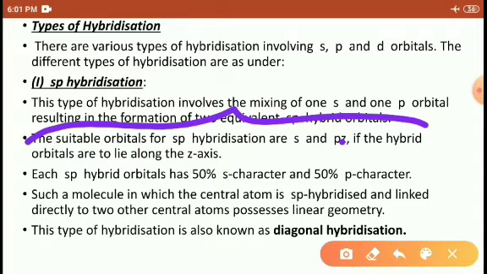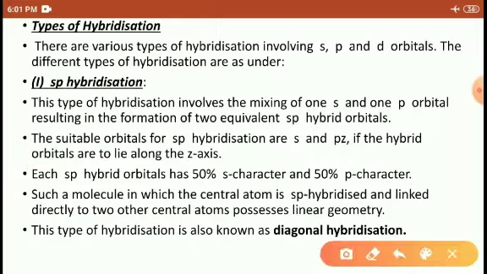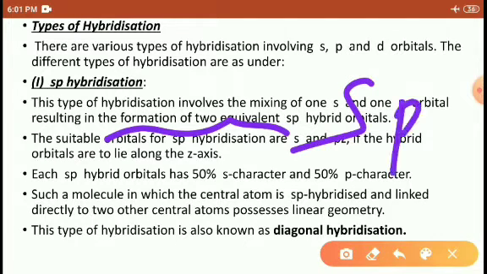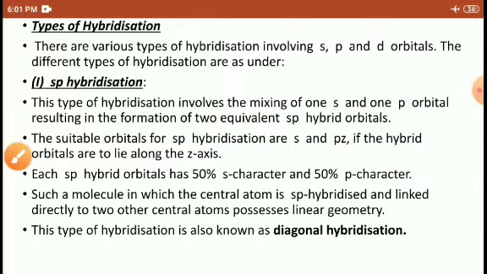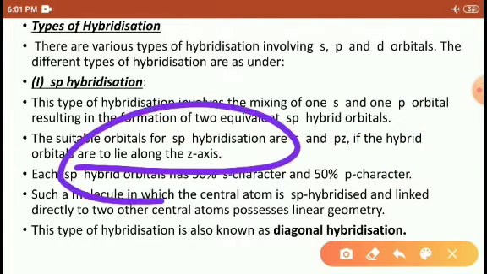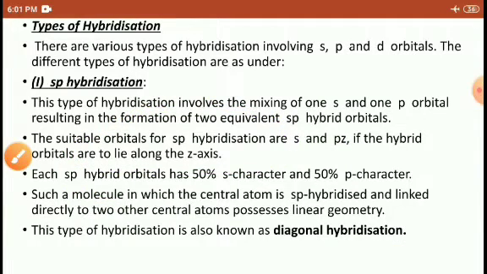S and pz, if the hybrid orbitals lie along the z-axis. S and pz orbitals lying along the z-axis are the suitable s and p orbitals for intermixing here. In this sp hybridization, if the s orbital and the pz orbital are intermixing, it means the electrons rotate on the z-axis only, so they are rotating along the z-axis only.